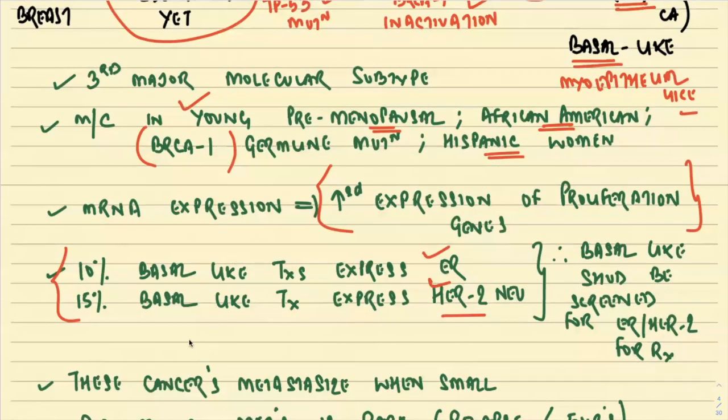Yes, if any tumor is coming out to be positive for ER, we can give anti-estrogen therapy. So we can start with tamoxifen. If any tumor is coming out to be HER2 positive, what can we give? Trastuzumab we can give. Okay, so that is why it is very important.